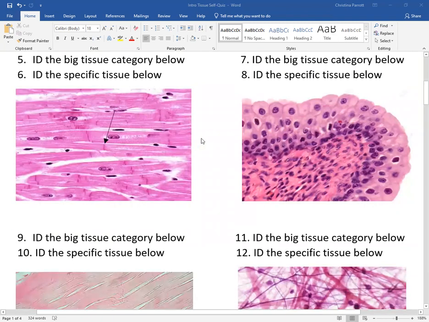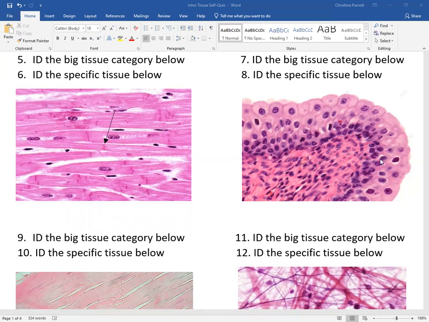Number 5 and 6, you're seeing the striations. You're seeing those dark lines called the intercalated discs. I'm even pointing to one. And you're seeing that these are branched fibers. So when you see branched fibers with the striation, the tiger stripe, and with those dark lines called intercalated discs, that tells you that this specific tissue, number 6, is cardiac muscle. So number 5, what is this big tissue category? That would be muscle tissue. And number 6, this specific tissue would be cardiac muscle.